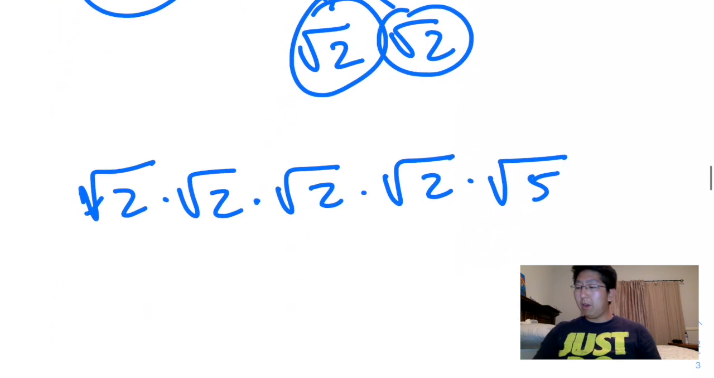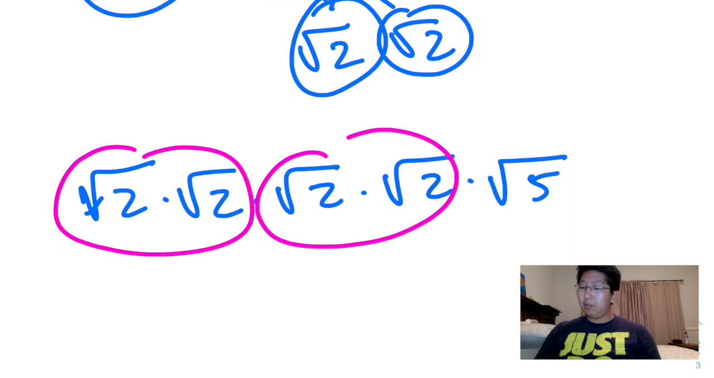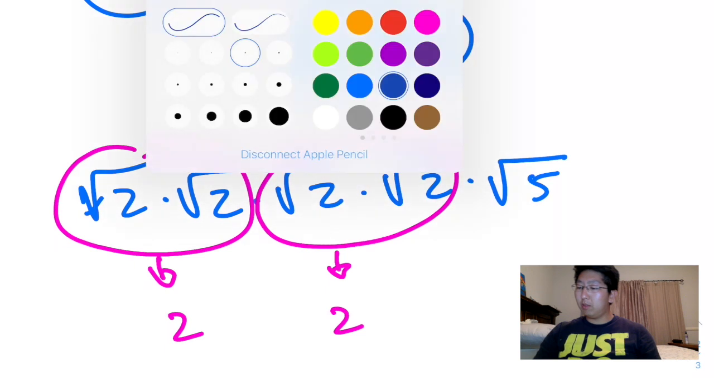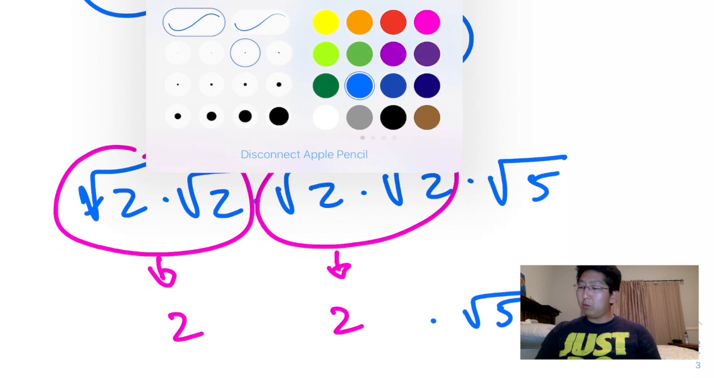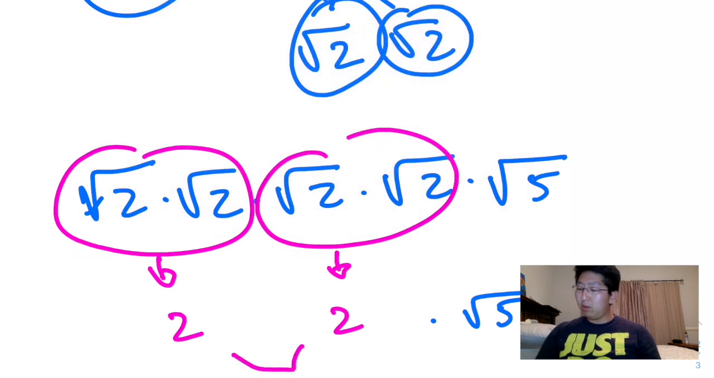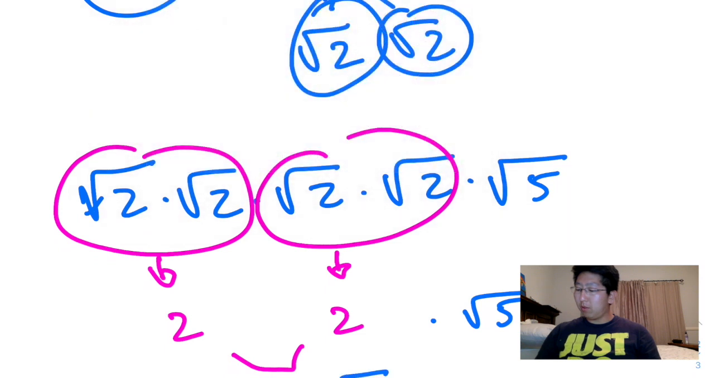I'm going to find my pairs. 1, 2. So this is going to be 2. This is going to be 2 times the square root of 5. 2 times 2 is 4. And we still have the square root of 5. So that's going to be our answer.